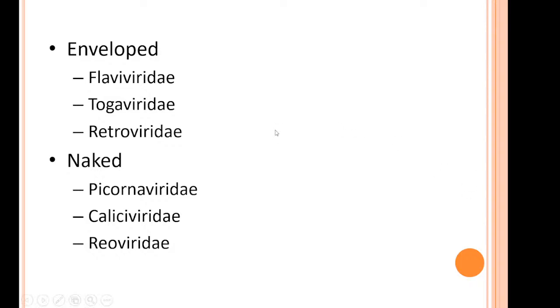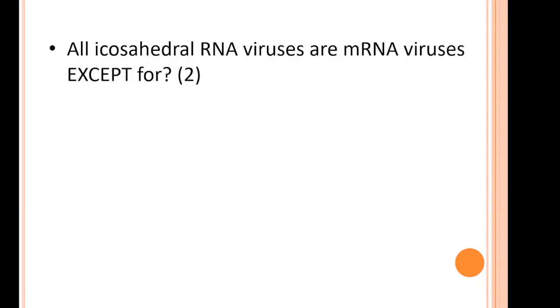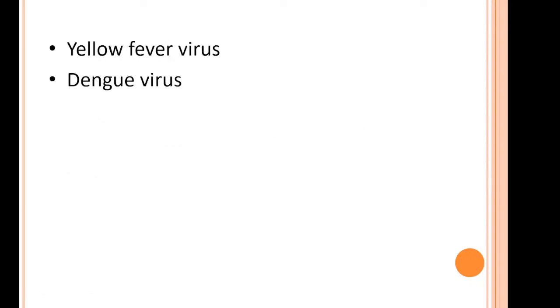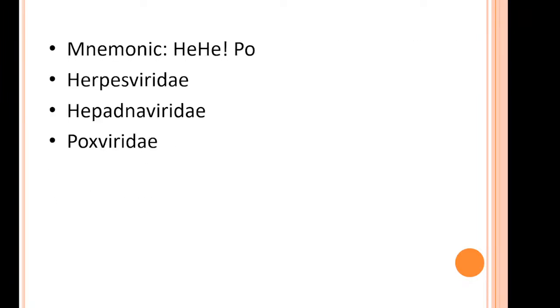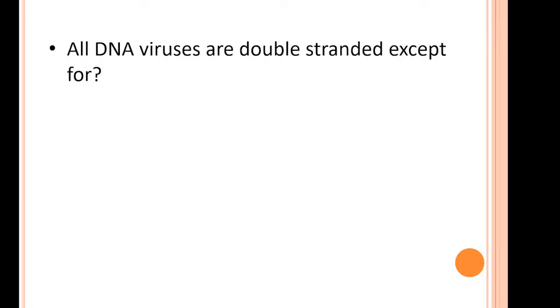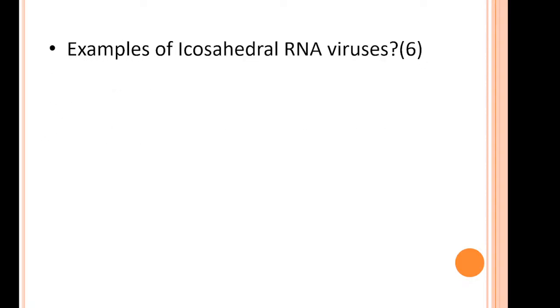So last week we talked about the icosahedral ones, specifically the ones that are listed in front of you. So there are six icosahedral ones that are of medical interest. Let's go back to them. Just a quick discussion. All DNA viruses are, yeah. Okay, so we're already finished with that one.